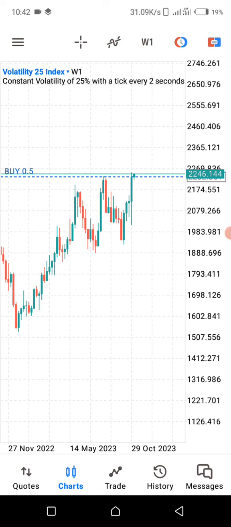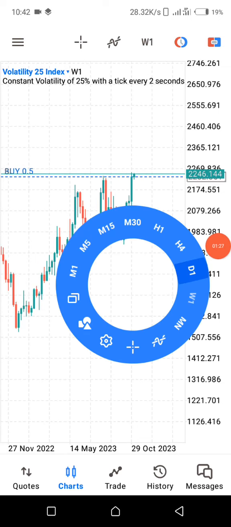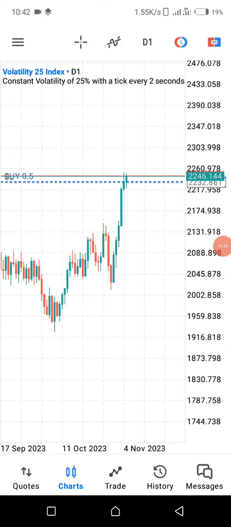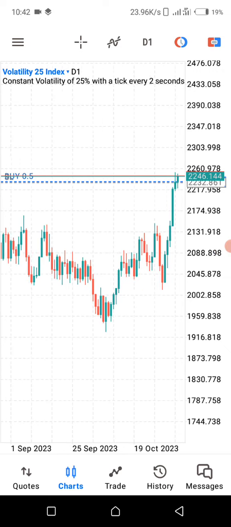So this is a weekly time frame. Nothing can be done here. So go down to your daily time frame. See, the market is still in an uptrend.